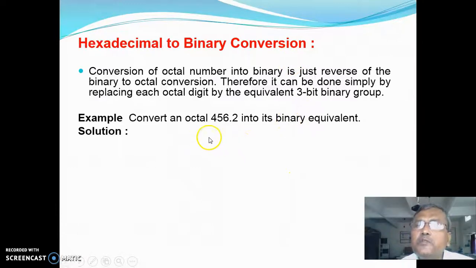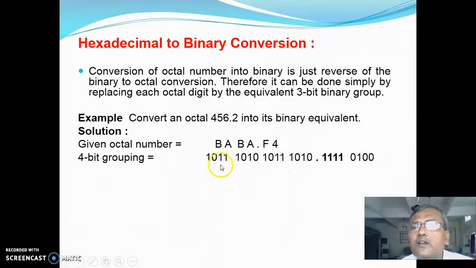Then similarly hexadecimal to binary conversion. Again we form the same groups of 4 binary bits here. So we take the number BA.F4. B means 11 here, so that is 1011. A means 10, that is 1010. B means 1011, A corresponds to 1010, and F corresponds to 1111.